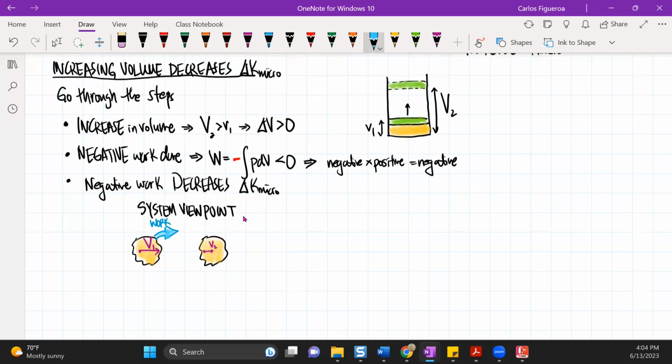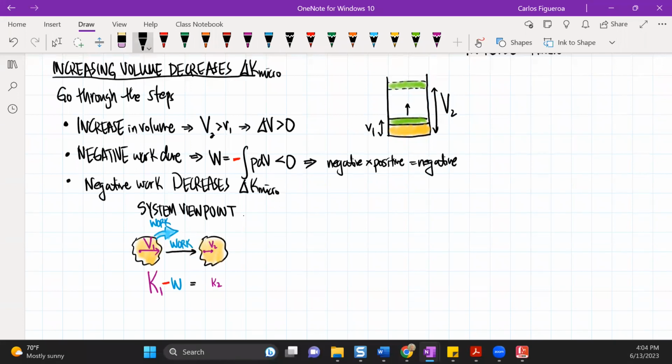Because there is energy being removed from the system. It's leaving the system. So what I'm seeing here is that I got a K1 and I got a small K2. So that means my work here must be negative. But that's still work here.